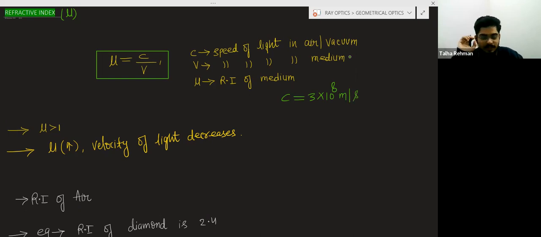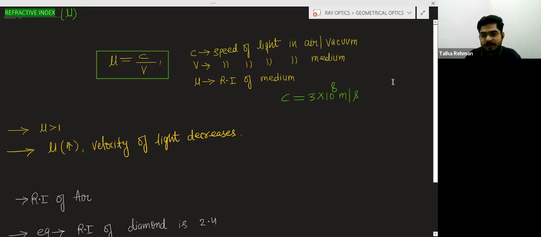There is a theory given by Albert Einstein, the theory of relativity. According to that, nothing can travel faster than the speed of light. So speed of light in medium will change, but this speed is the maximum speed of light. And refractive index is greater than 1. Why? Because C will always be greater than V.